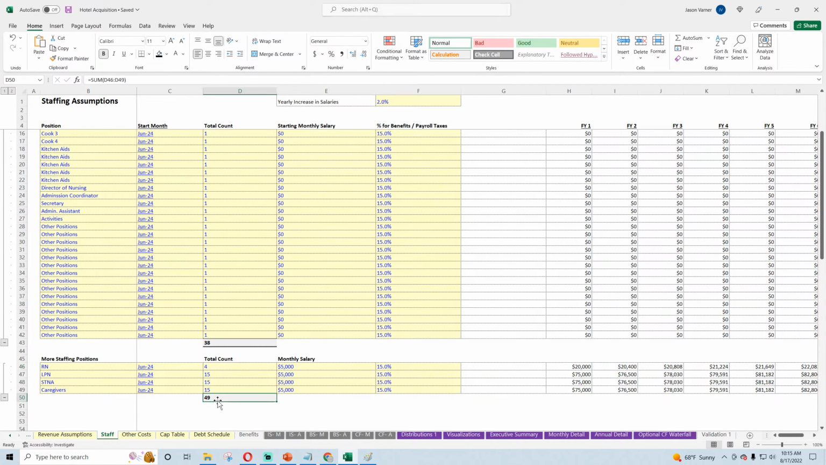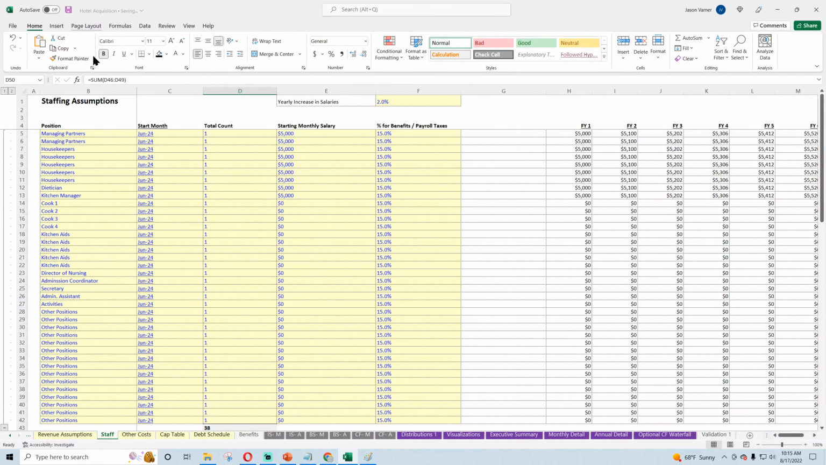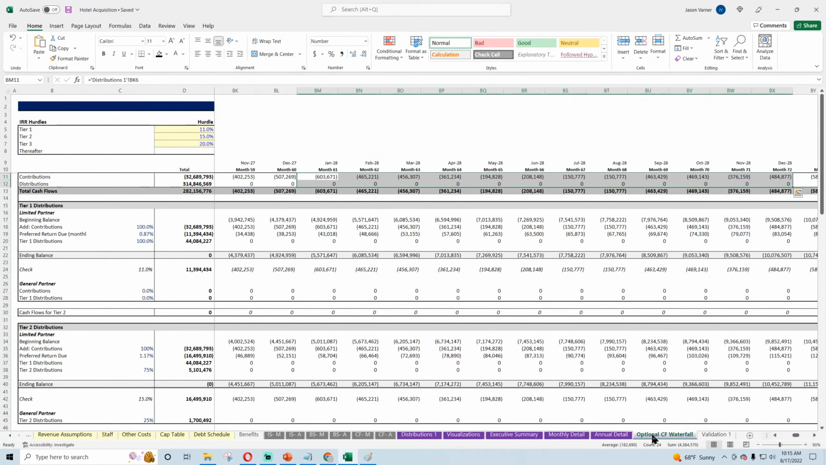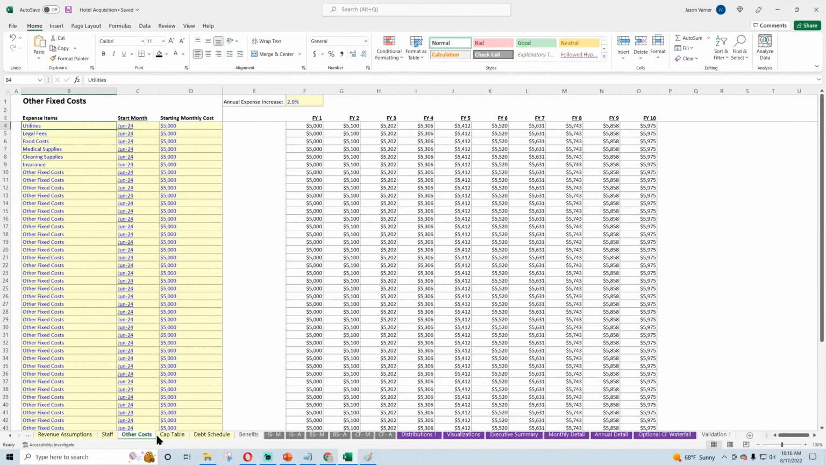We have like 49 other staff here. That's obviously not realistic. And I need to change the names of these. Let's say this is other staff one. You don't need LPNs and stuff in a hotel. Okay. That's why there were so many negative cash flows, because those costs were way too high. Wait, what? How are we all completely negative now? And I reduced costs by like 80%.